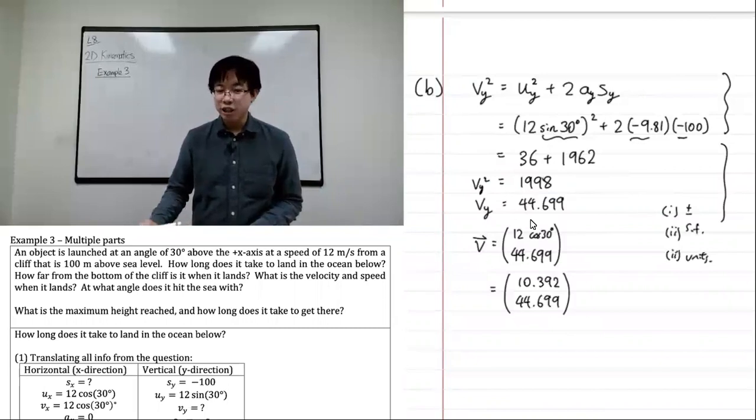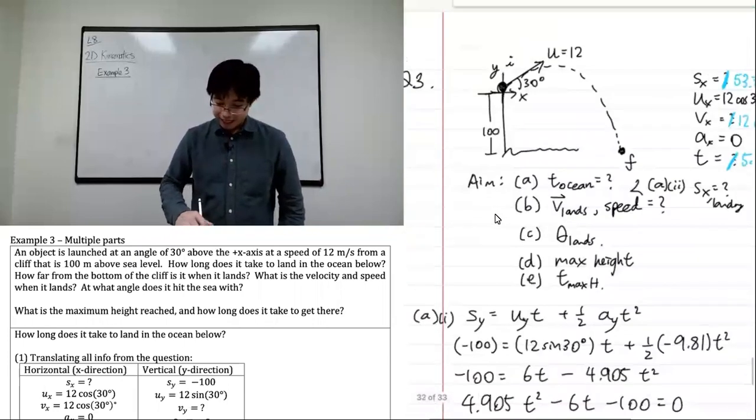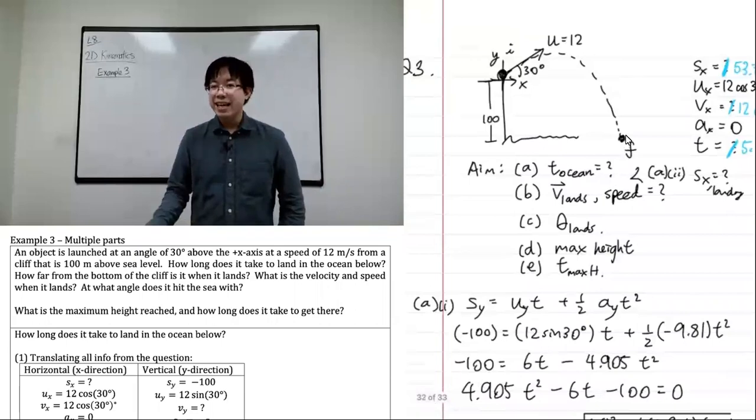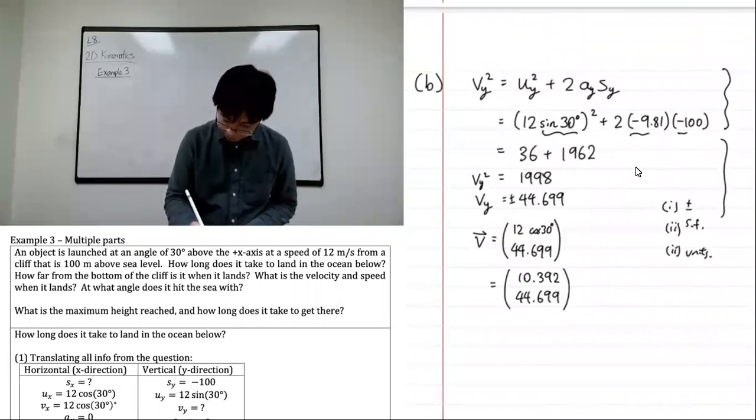So there should be a plus or minus over here. And which one should we select? Well, we should select the negative because the Vy is going downwards, right? At the final moment over here, the Vy is pointing down. So this should be negative. So that's fine. That's just math.